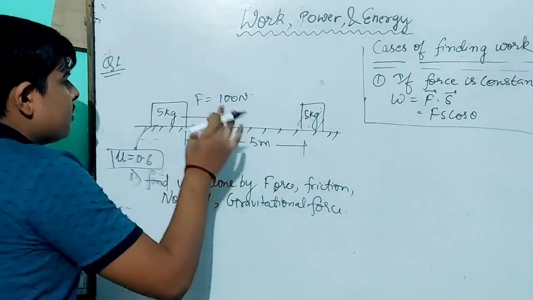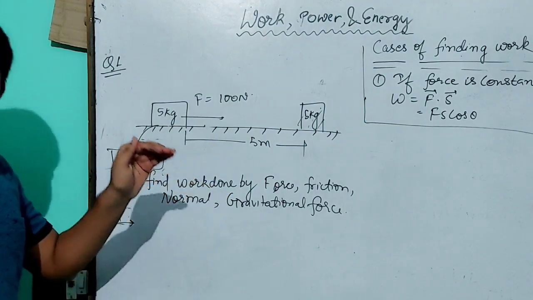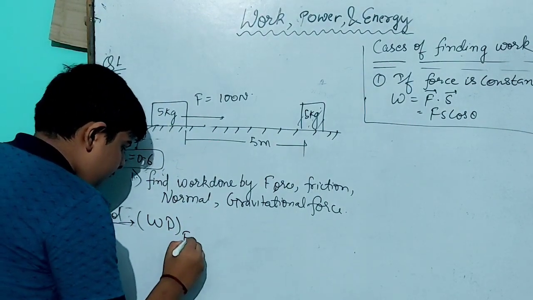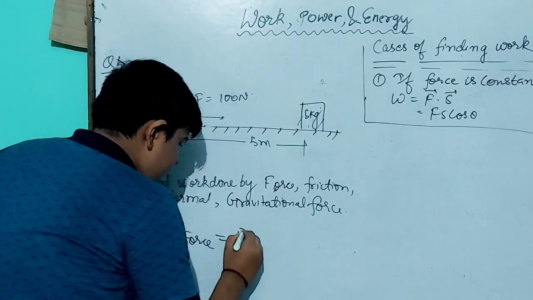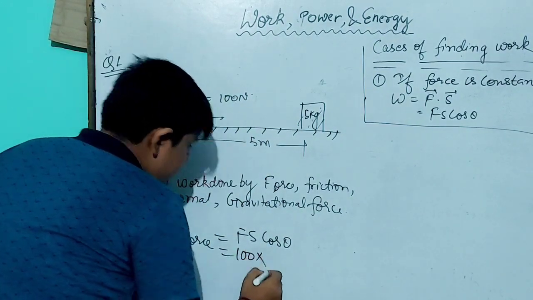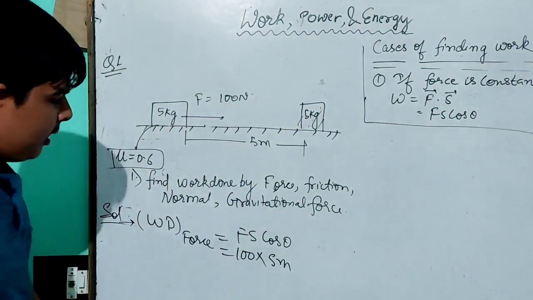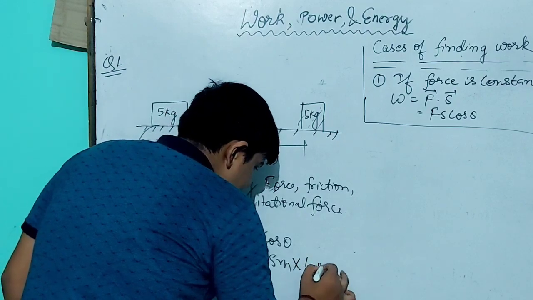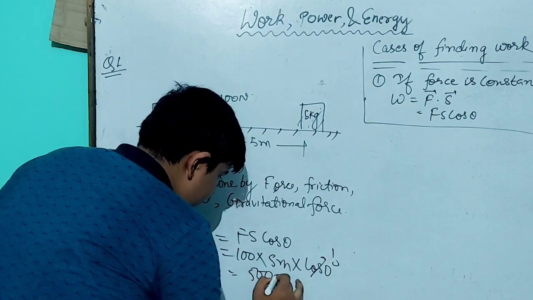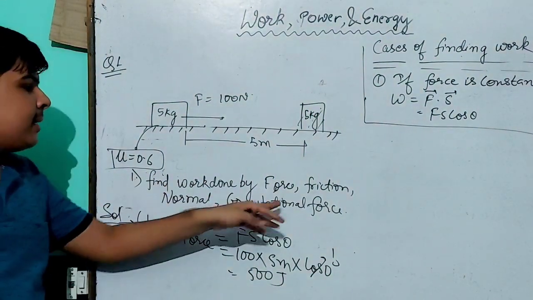So, work done by force. Here you can see it is very simple: the force is in the direction of the displacement. So the work done by force is equal to Fs cos theta. The force here is 100 Newton, it displaces the body by 5 meter, and the angle between the force and displacement is 0 degree, and cos 0 degree is 1. So it will become 500 joule. This is the first answer.